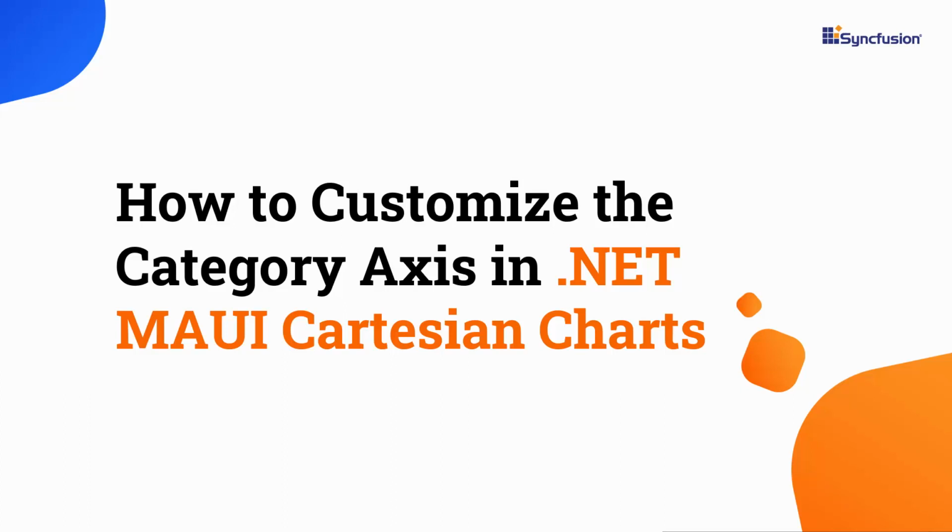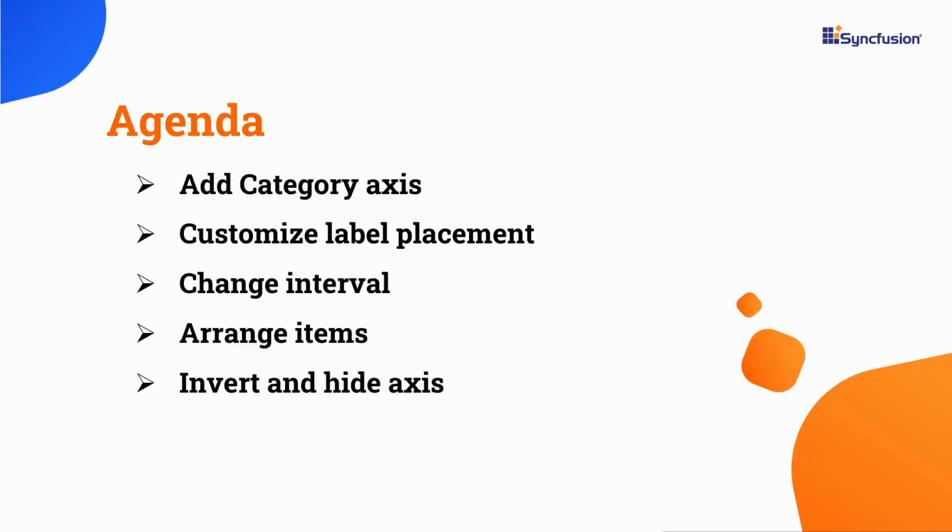Hi everyone, welcome back. In this video, I will show you how to customize the category axis in the .NET MAUI Cartesian Charts control. I will explain how to add a category axis to a Cartesian chart, customize its label placement and interval, and arrange items on the category axis. You'll also learn how to invert and hide the axis.